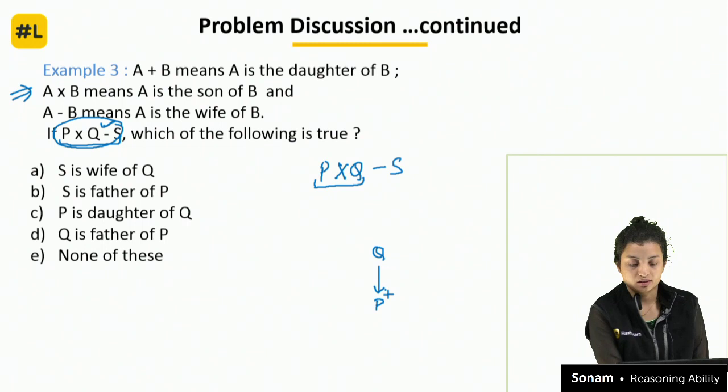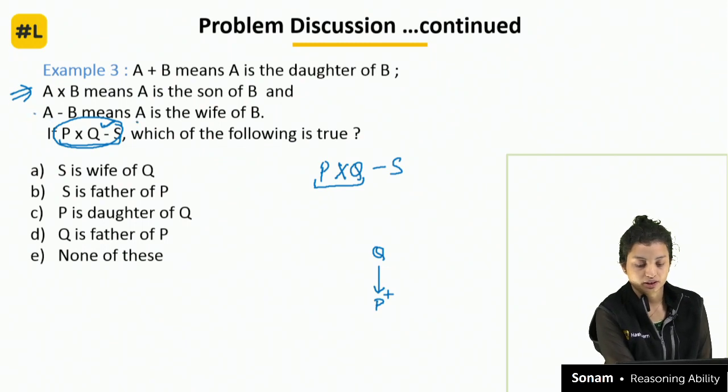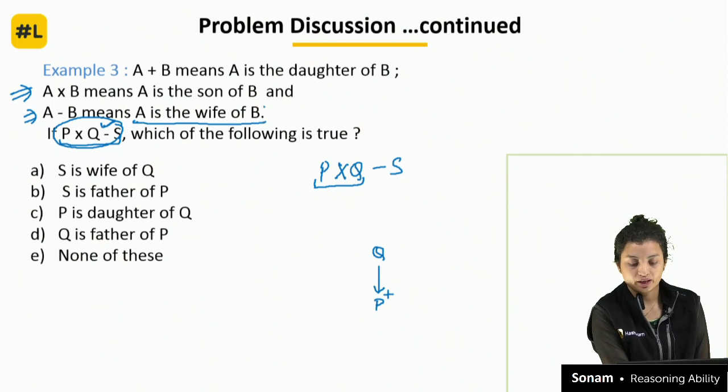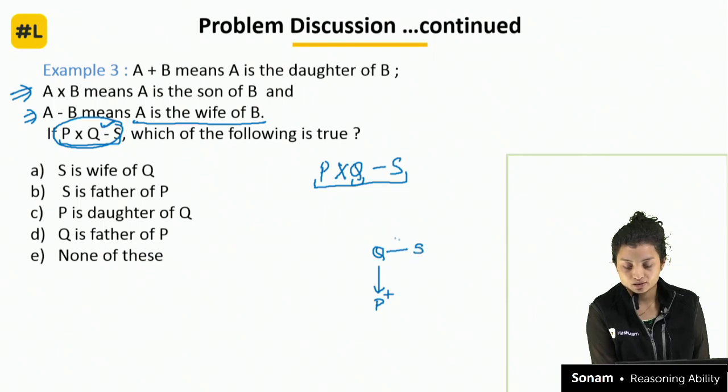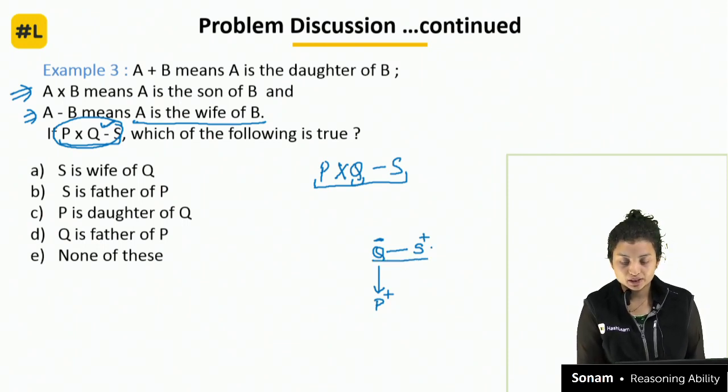Q minus S means, read the third statement. Q is wife of S. We will read it like this, correct? Q minus S. So Q is wife of S. So Q is female and S is male. So it means they are couple. Q and S are married to each other and they have a son. Right, so read the options.